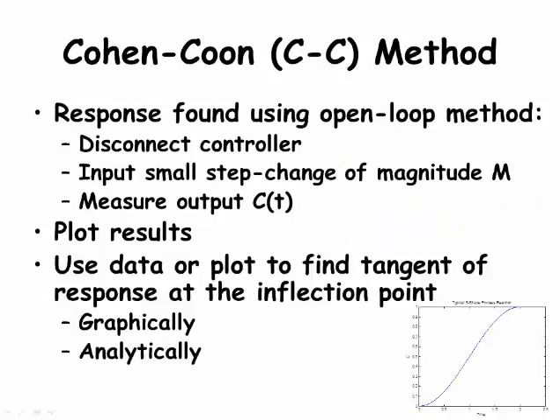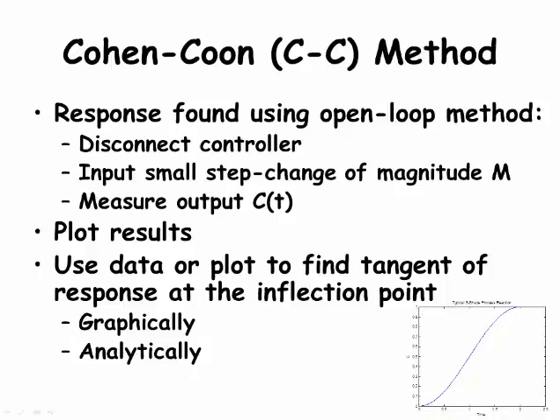With this graph, you can use the Ziegler-Nichols method. So if we plan to use the Cohen-Kuhn method to collect information to find the values of Kp, tau I, and tau d, we need to disconnect the controller. This means that there will not be any process adjustment made when there is a change in one of the inputs. With the controller disconnected, we will make a small step change of magnitude m to one of the inputs. Then we measure the process output C of t and plot the results. Hopefully you'll get the S-shaped response shown here. We will use the output information to find some values that we will use to calculate the recommended values of Kp, tau I, and tau d.